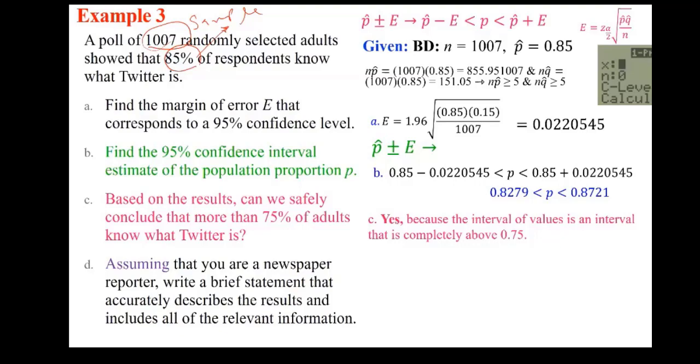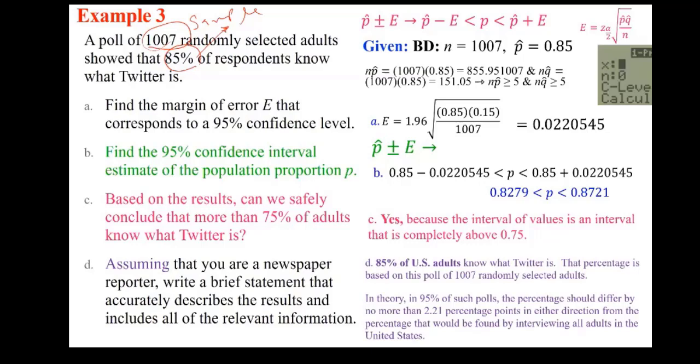And as far as the wording, we are 95% confident that this interval contains the true proportion. And this is one way to write it. 85% of US adults know what Twitter is. That percentage is based on this poll of 1,007 randomly selected adults. In theory, in 95% of such polls, the percentage should differ by no more than 2.21 percentage points. This is slightly different than what we discussed before.